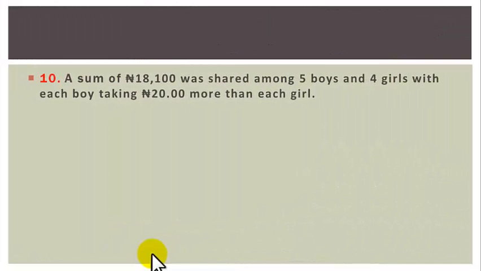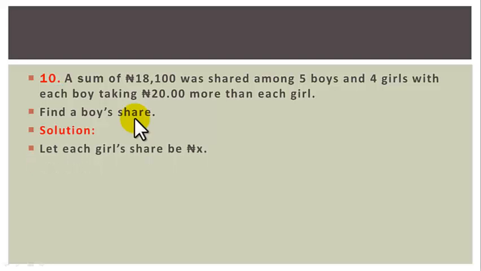Question 10. A sum of 18,100 naira was shared among 5 boys and 4 girls, with each boy taking 20 naira more than each girl. Find a boy's share. Solution. Let each girl's share be x naira. Then each boy's share will be x plus 20 naira.